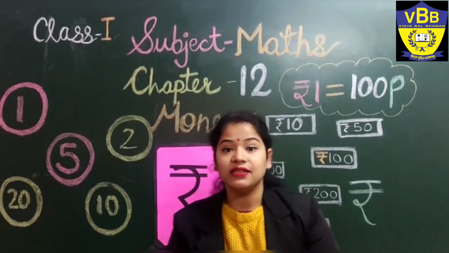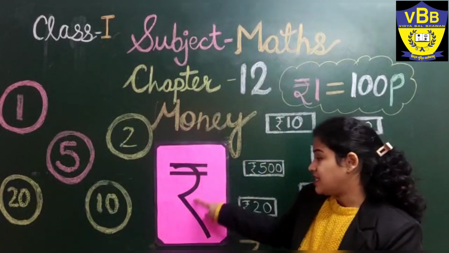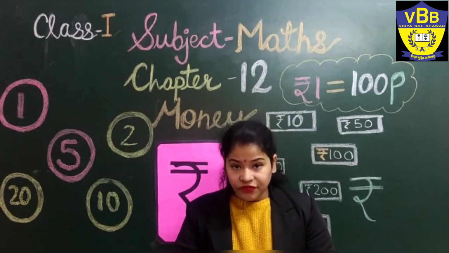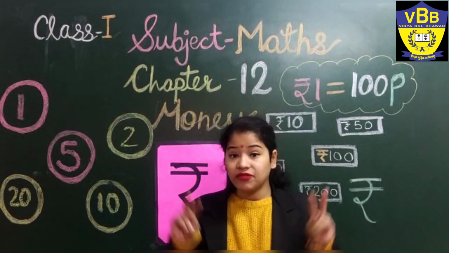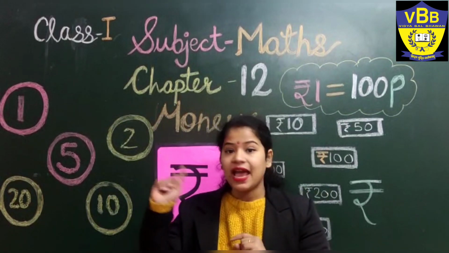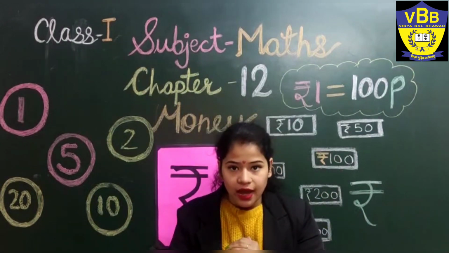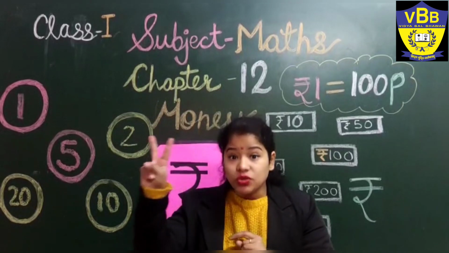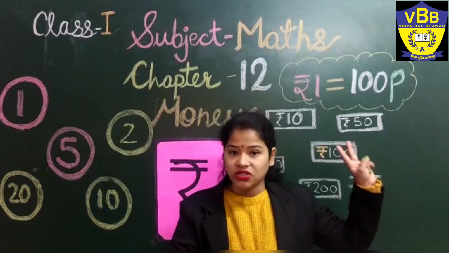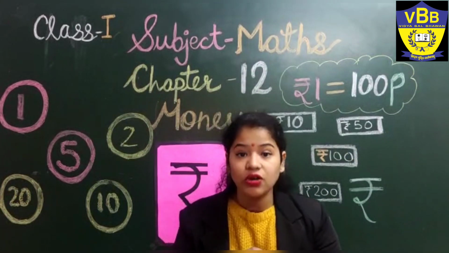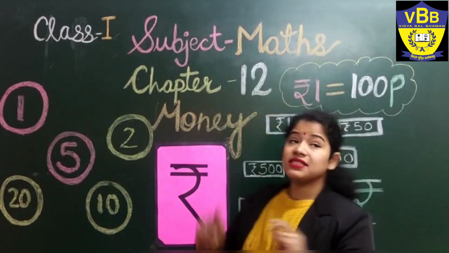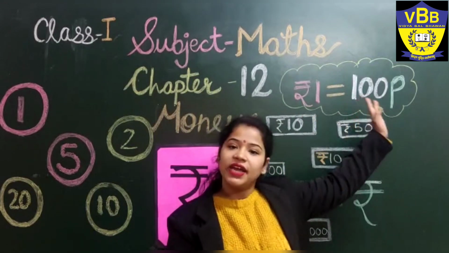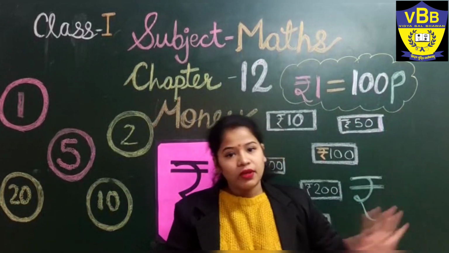And also we learned what is the symbol for the rupees. This. Rupees is the symbol of money. As we learned, in coins we have two sides. One is heads and the other one is tails. We learned that. And we also learned that rupees 1 is equal to 100 paise. Got it my point? Everyone knew that.